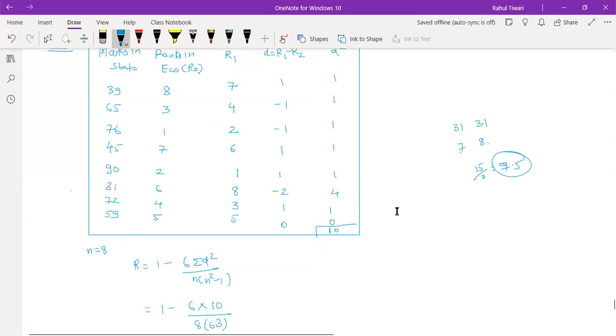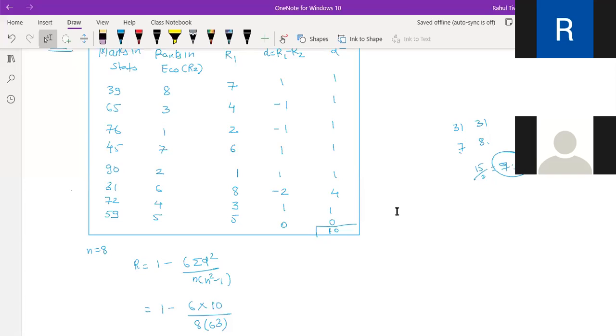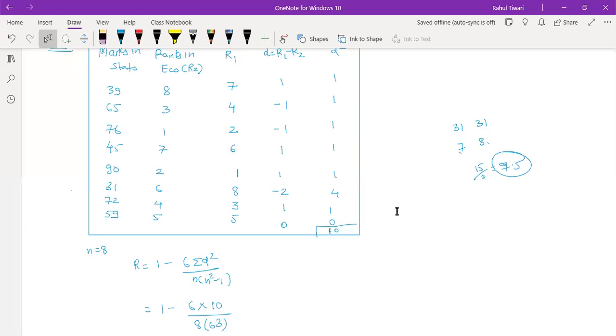Tell me whether you understood or not. Everybody understood? It's very simple. Only thing is that we have to give the rank properly. If you know how to give the rank, you can do it immediately.